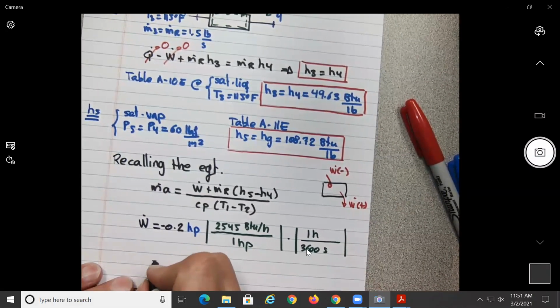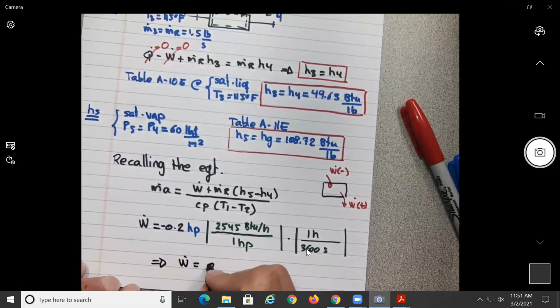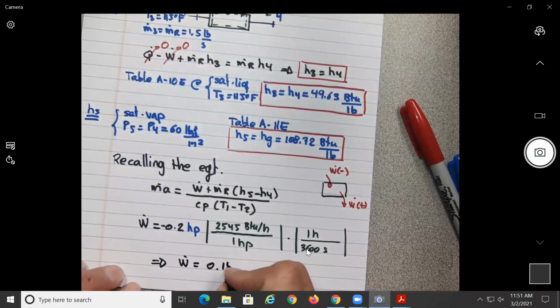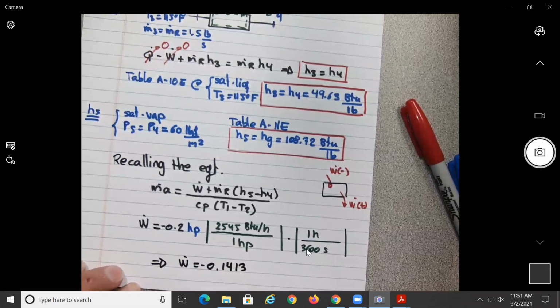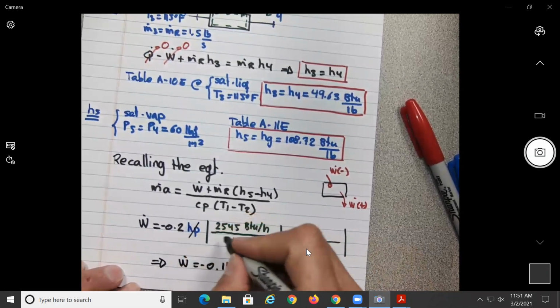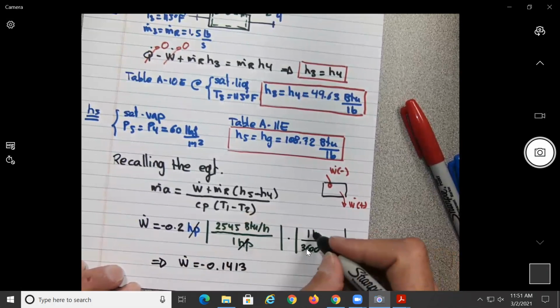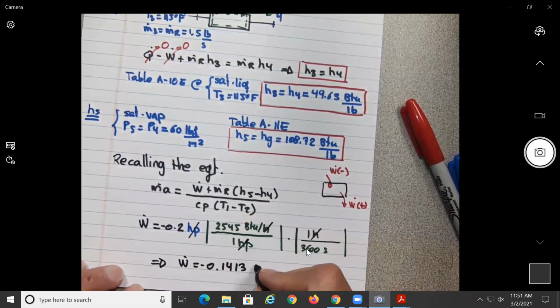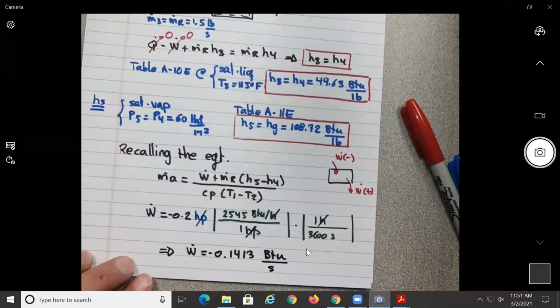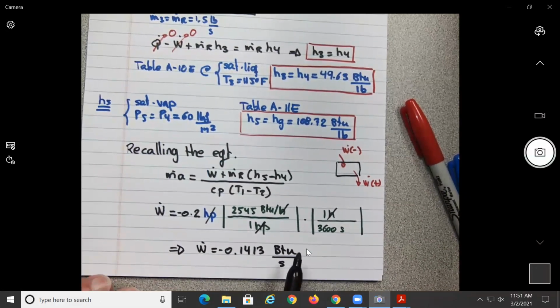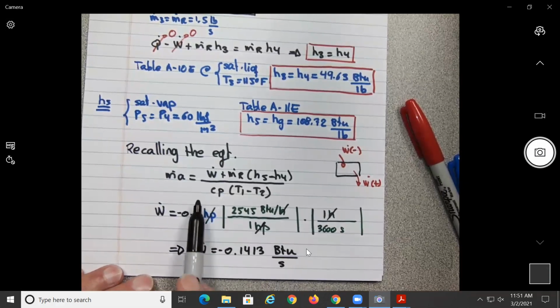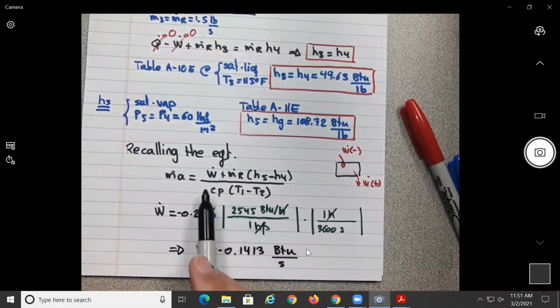If you do the numerical application, what do you get for this value? 0.1413. Okay, negative, no? Now the hours cancel, so we have BTUs per second, no? Yeah, we didn't do anything wrong. This should be BTUs per second. I think it makes sense, because now, hopefully, this will cancel. So now, let's move to the right.